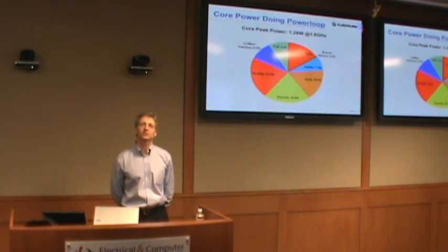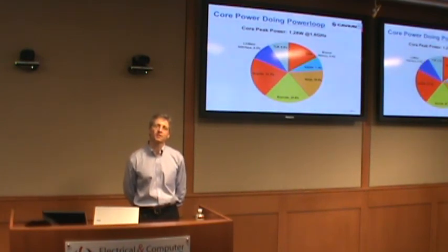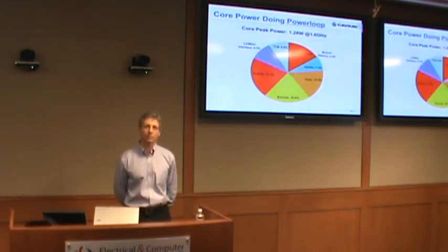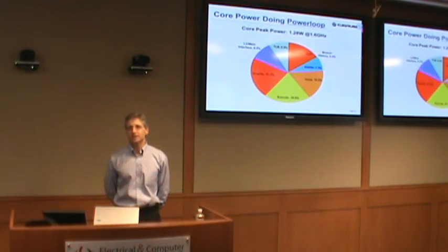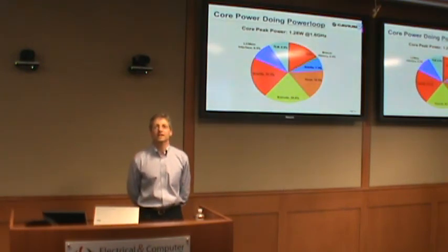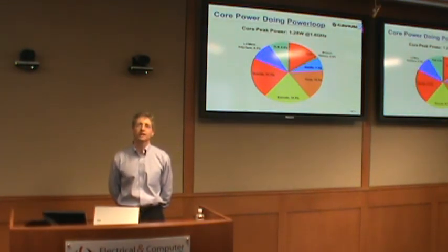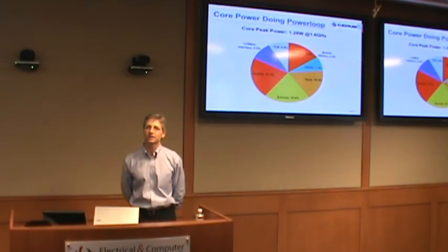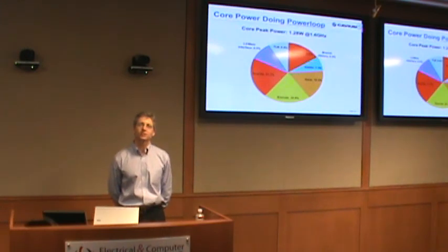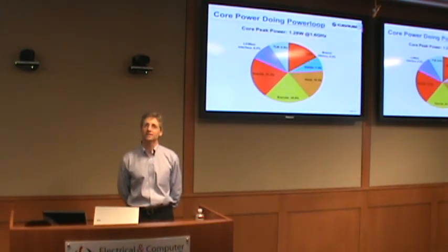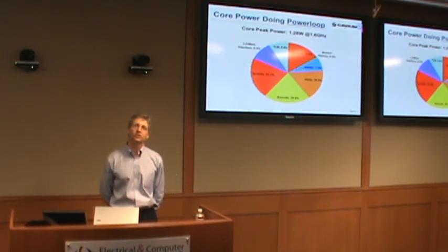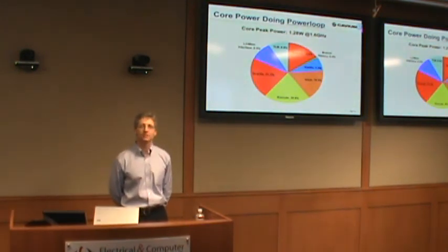And this pie chart shows how the power breaks up into different components of the processor. At 1.6 gigahertz, this core, an individual core, is 1.28 watts, and even though that's not too bad of a number, we don't like it. We think that's way too much, and we'd like that to be a lot less. And what I'll show you is some tricks that we did in the design to reduce that amount.